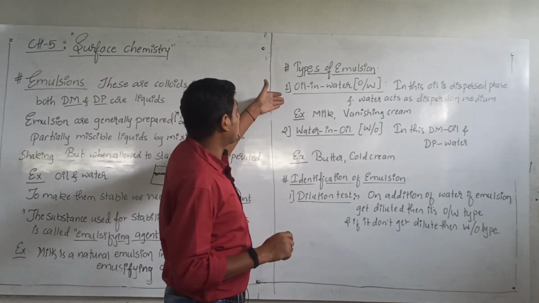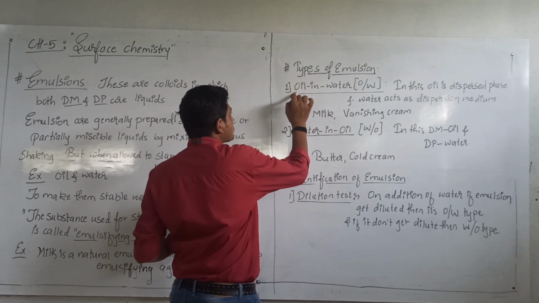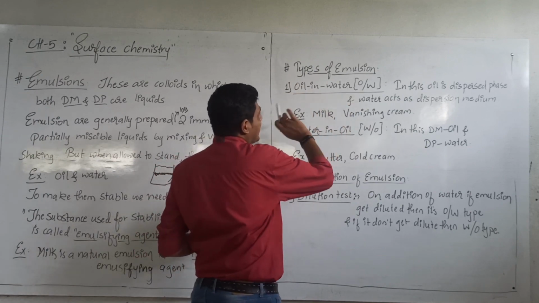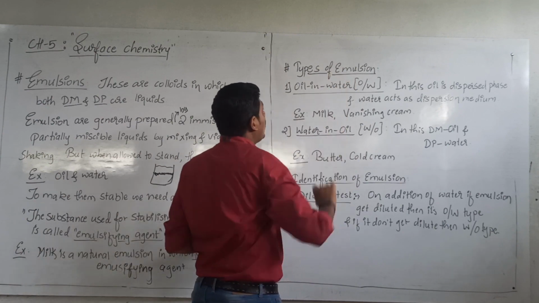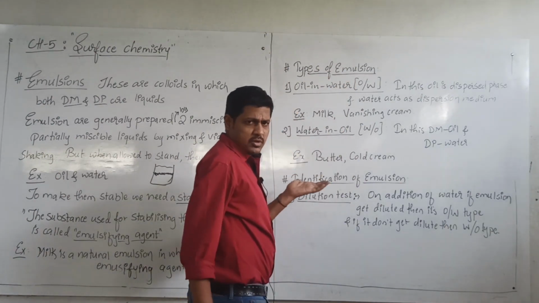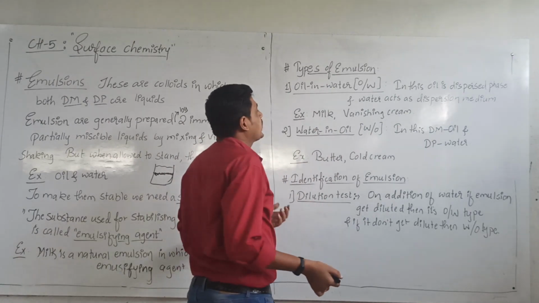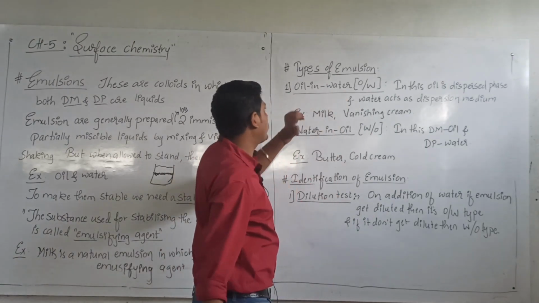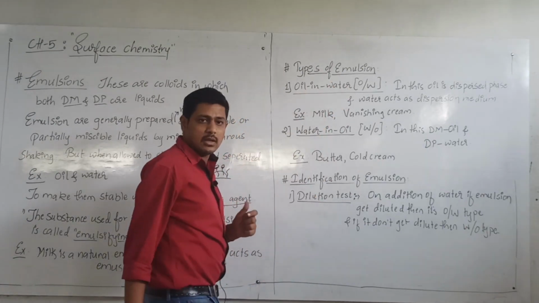What is meant by oil in water? Here oil acts as the dispersed phase. The name itself indicates oil in water, meaning oil, which is a kind of fat, is present in water. So in milk, fat is present in water. So oil in water means oil acts as the dispersed phase and water acts as the dispersion medium.